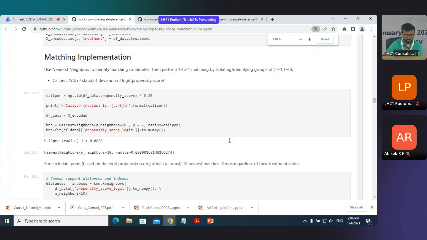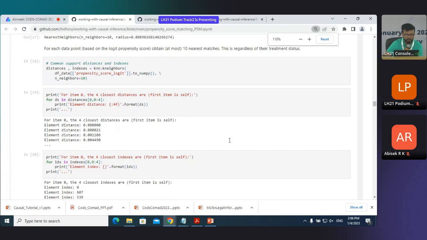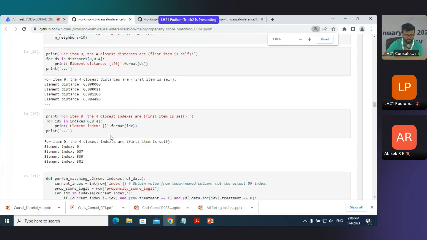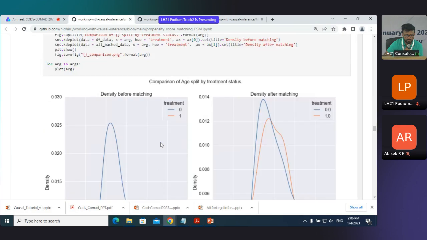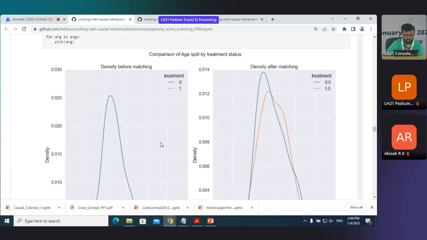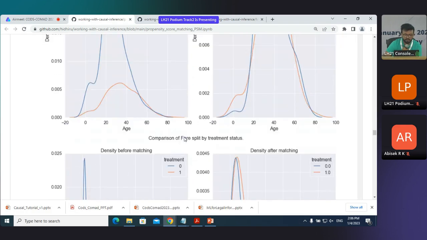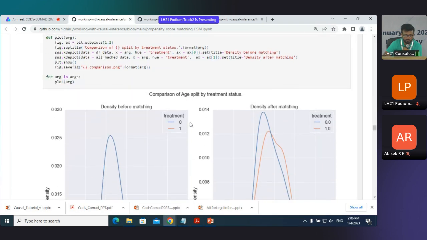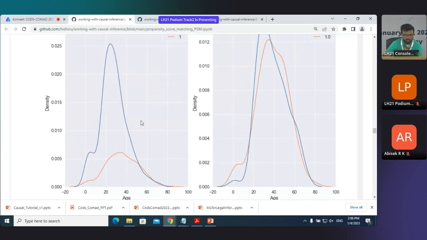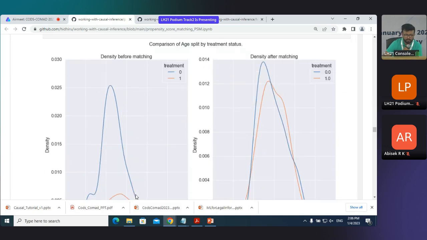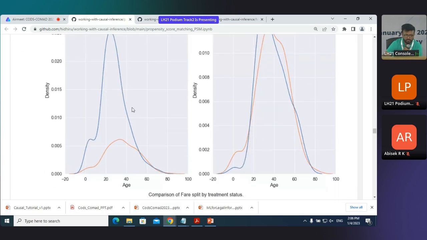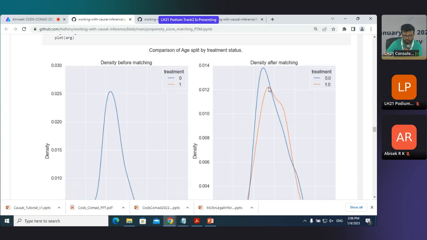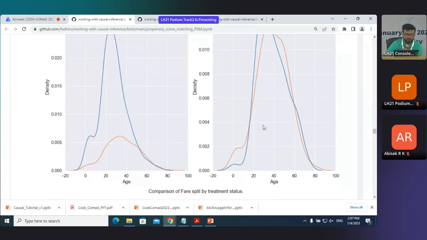I'll skip ahead here because there are a few things, for example, calculating the distance between each of the observations. Now, how do we see after matching? Age and fare are two aspects of it. If we compare age density before matching, we see a big difference between the control and the test, which is treatment and non-treatment. But after we do the matching, we see they're very similar. This is the whole point of doing the matching.